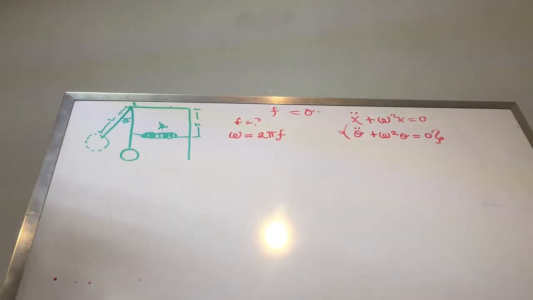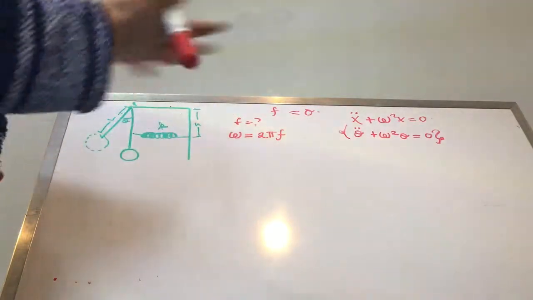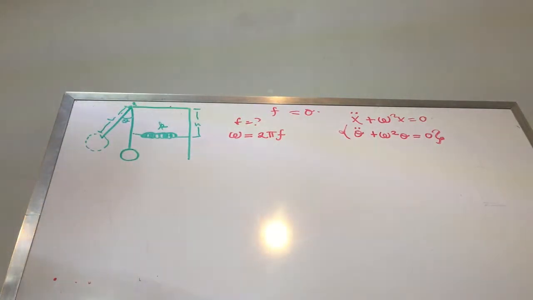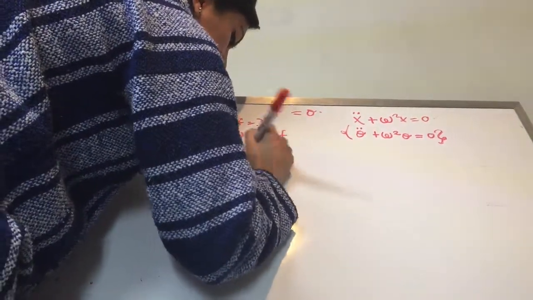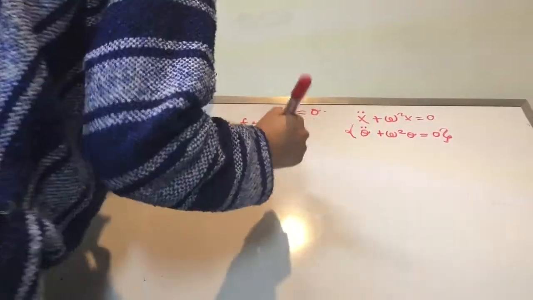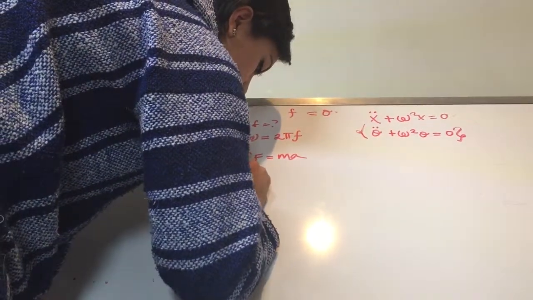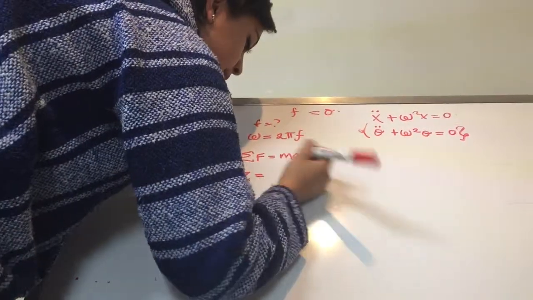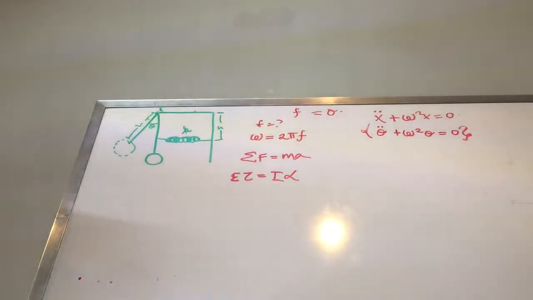Okay, for the first part of the problem, we're going to use the summation of torques, which is the same as Newton's second law, which, if we remember, is the summation of forces equals m a. So we're going to use it now for torques, which is equal to inertia times the angular acceleration.